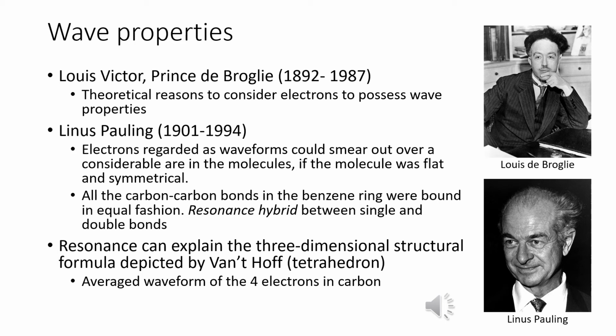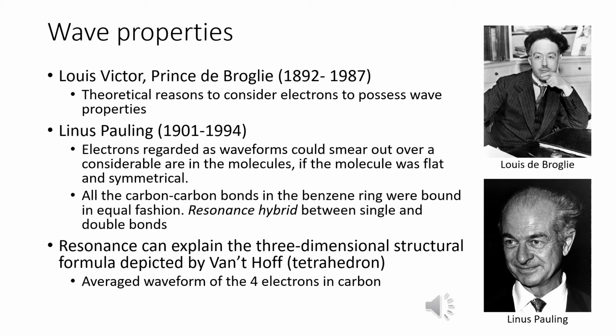For example, in the case of carbon-carbon bonds in benzene rings, it was demonstrated that if you consider the electrons to have these wave properties, then the carbon-carbon bonds in the ring should all be the same in energy value. This is called the resonance hybrid, and this is what is happening in reality. So resonance acts like an averaging factor for the bonds between atoms that are subject to the effect of these electrons. So resonance can explain, for example, the three-dimensional structure depicted by van 't Hoff.